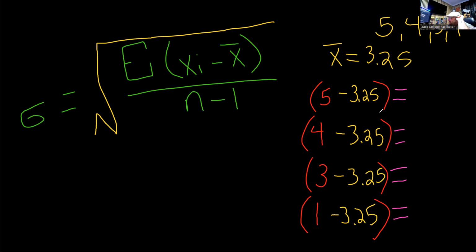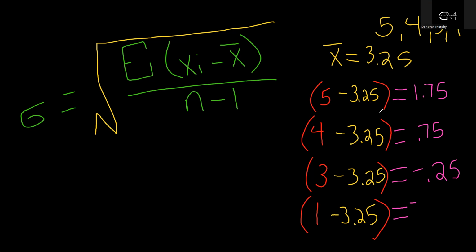All right. 5 minus 3.25. What do we got there? 1.75. All right, 1.75. Then 4 minus 3.25, 0.75. You guys are great. Thank you. 3 minus 3.25, so would that be negative 0.25? Negative 0.25. All right. 1 minus 3.25. Negative 2.25.